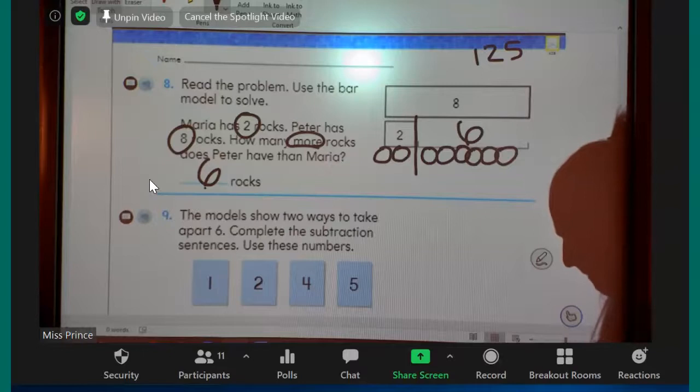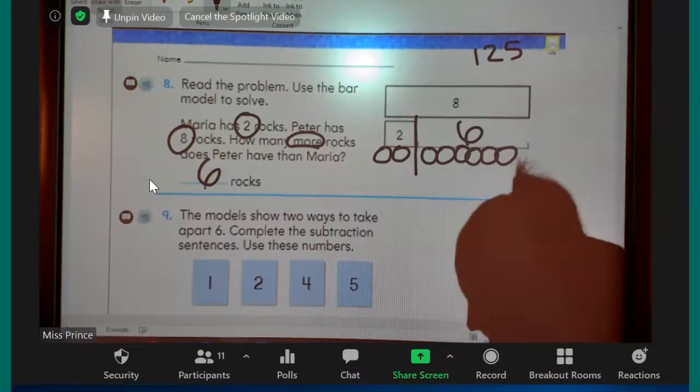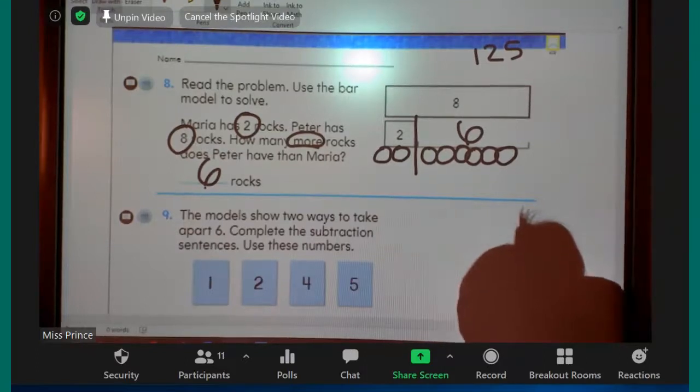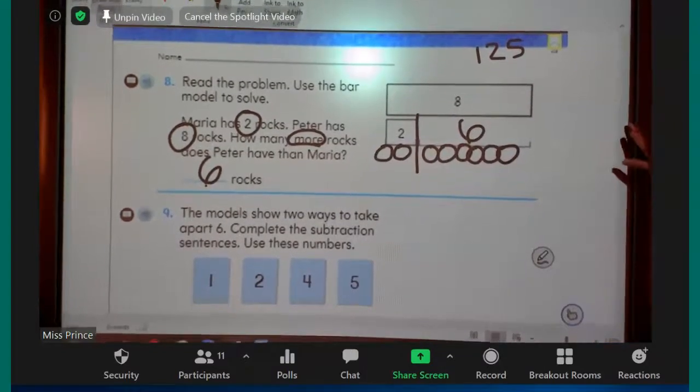Yes. Can I go to the bathroom? Yes. Okay. Xander, you're helping me with the next problem, okay?